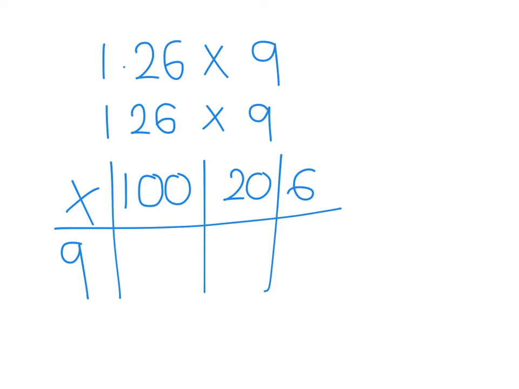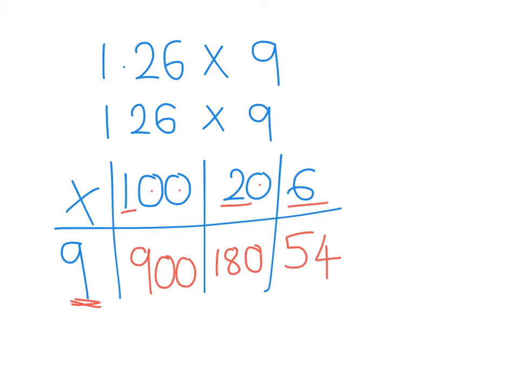So we're going to answer it the same as last time. 9 lots of 100, we should know is 900. So that one's nice and straightforward. But don't forget you need 2 zeros. Then the next one, 9 times 2 is 18. So 9 times 20 would be 10 times bigger, 180. And then 9 times 6 is 54. So we've got 3 numbers to add this time. So we've got 900, 180 and 54.